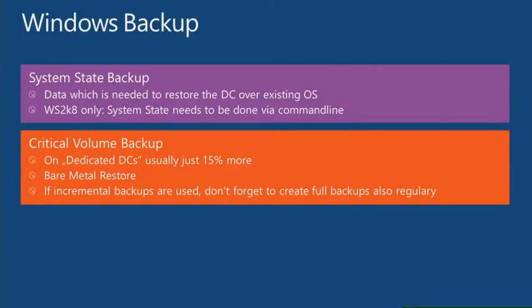And with a critical volume backup, you are actually able to insert a DVD or USB stick with a copy of Windows on it, and then you are able to go into the repair mode, and then you can say, okay, I have a backup here, please use this one. And you don't need to reinstall the operating system first and then do a system state recovery.